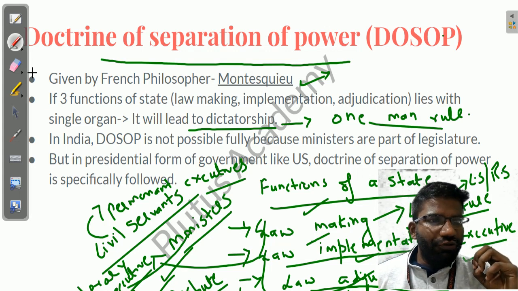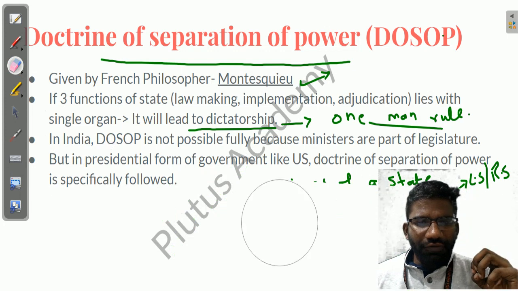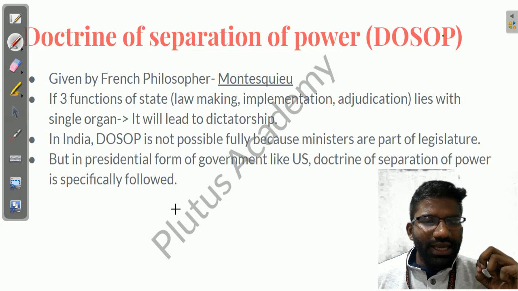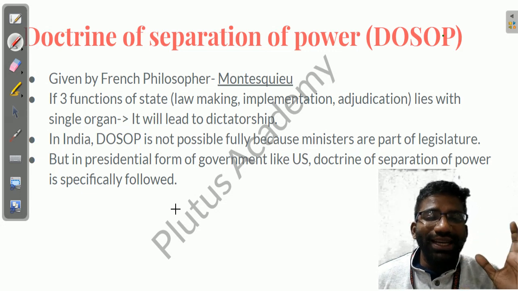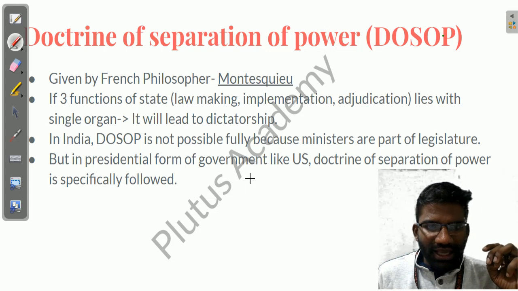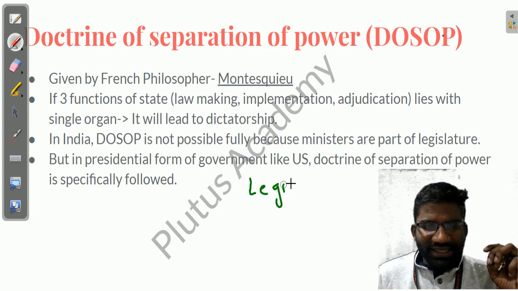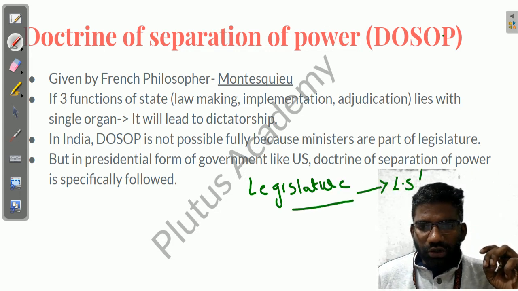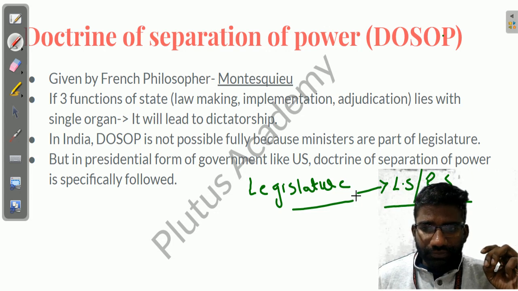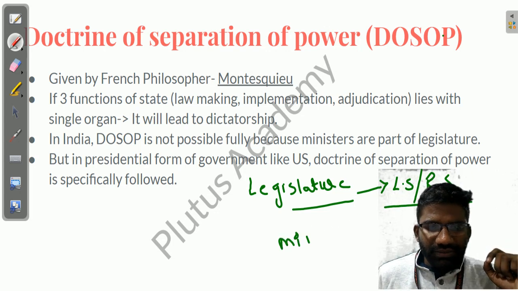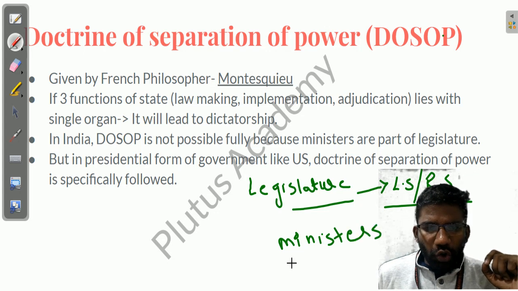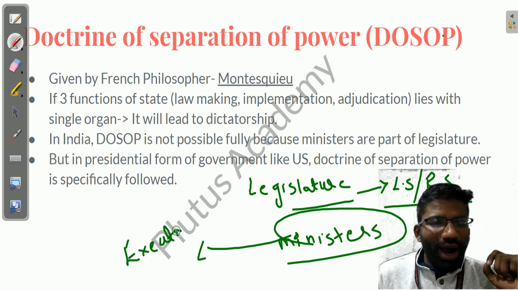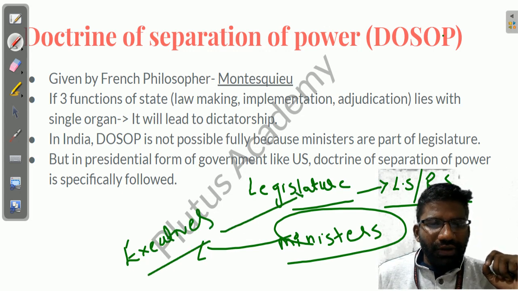But in case of India, doctrine of separation of power is not clearly possible because, see, in India we have a legislature. In the legislature we have two houses, Lok Sabha and Rajya Sabha, and ministers, who are exactly executives, are part of this legislature.